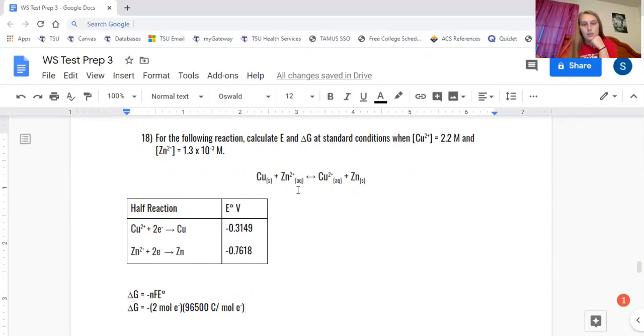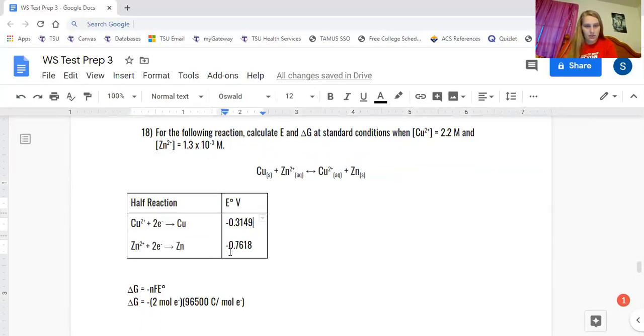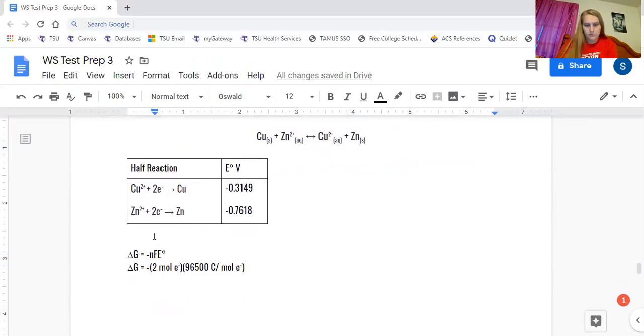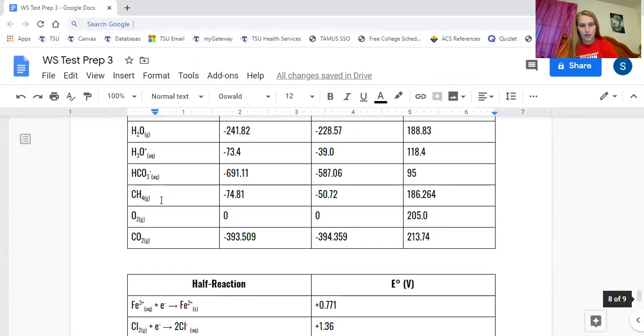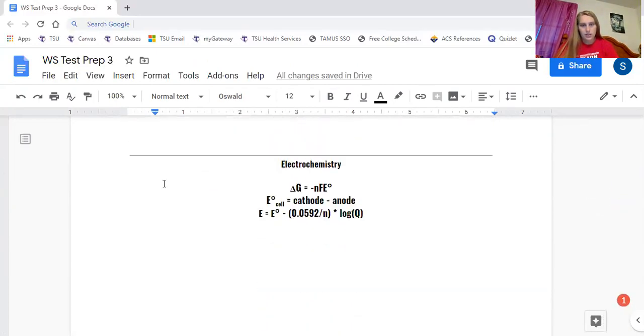So our cathode, remember, is going to be the one with reduction. So positive to 0. So that's going to be a reduction. So it's going to be zinc minus copper. So we're finding our E cell. Go steal that equation, put it in here.